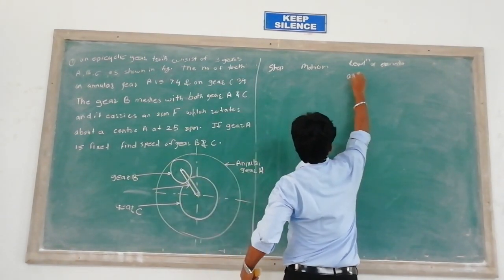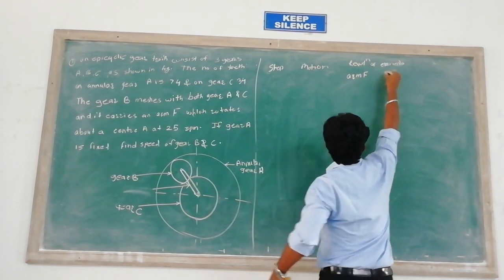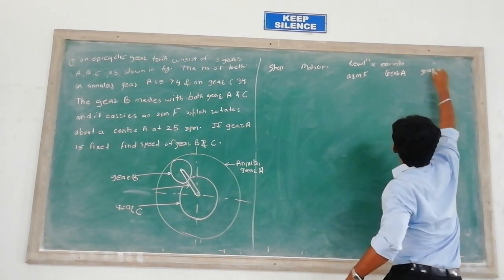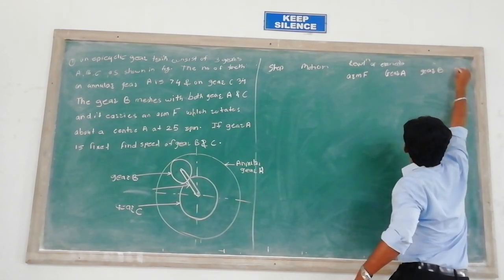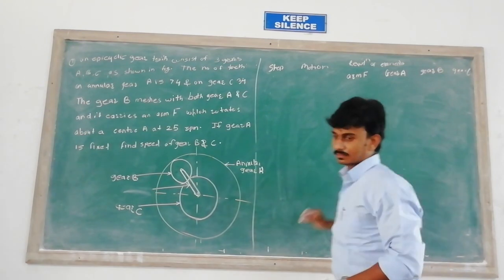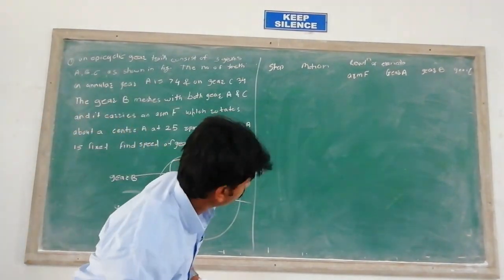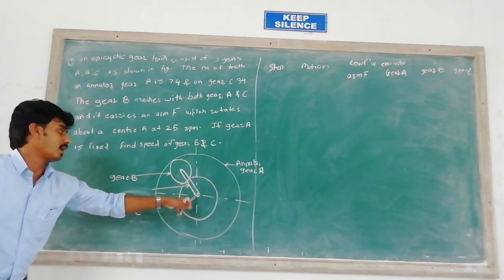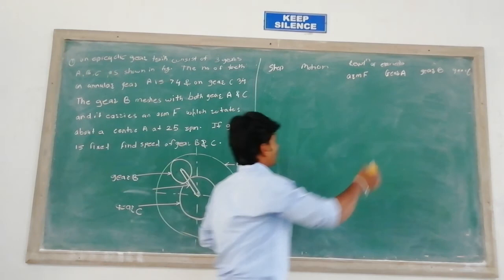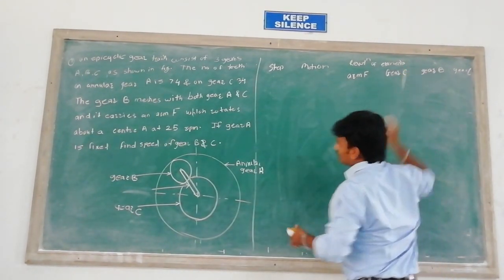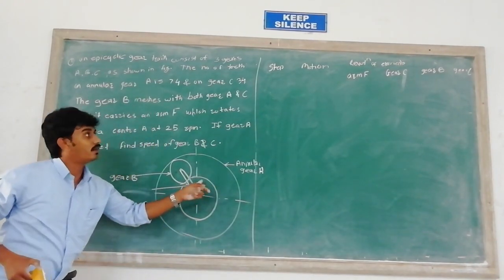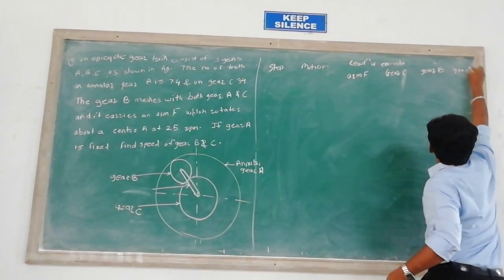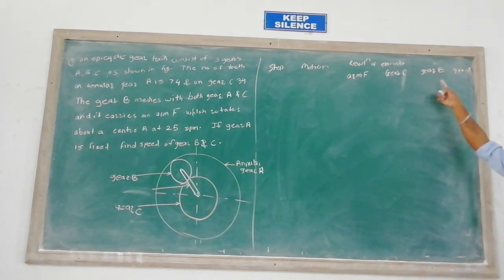Okay, so arm F, gear A, gear B, and gear C. But here the gear C is at the center and the arm is connected also at the center. Therefore, we will take this sequence with gear C after the arm. After arm F we will mark gear C, then gear B and then gear A. So we will mark right here arm F, gear C, gear B and gear A.